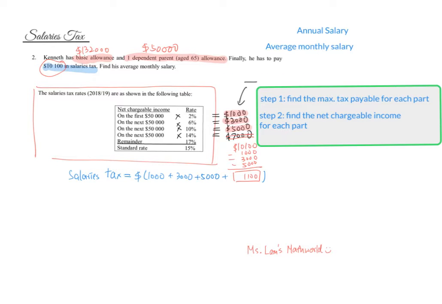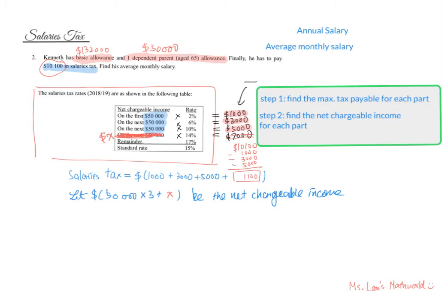And then step 2, we want to find the net chargeable income for each part. So we have 1, 2, 3, 4 parts. The first part is $50,000, same as the second part and the third part. So 2 and 3 are done. And then we stop at this next one. We change it to X dollars, since we don't know it. So the net chargeable income will be these 3 values plus X dollars.